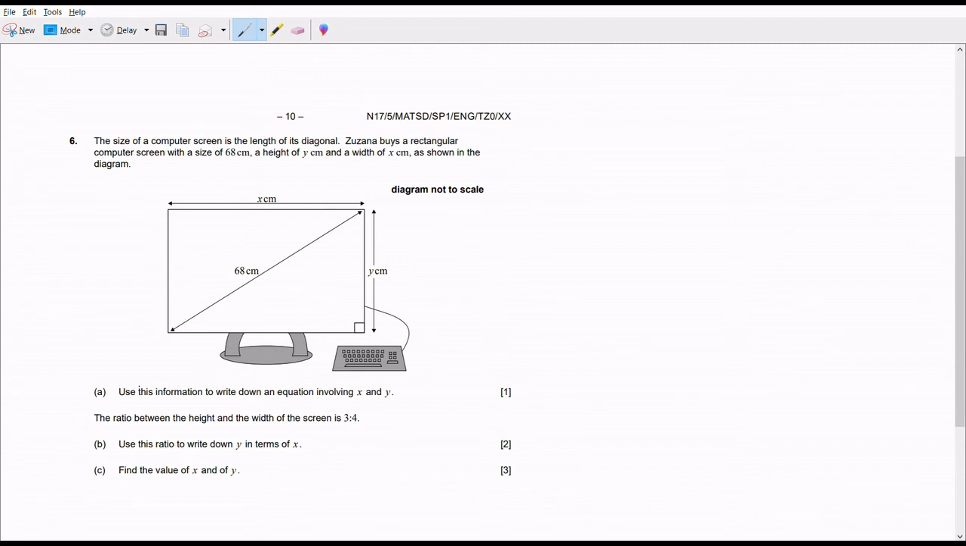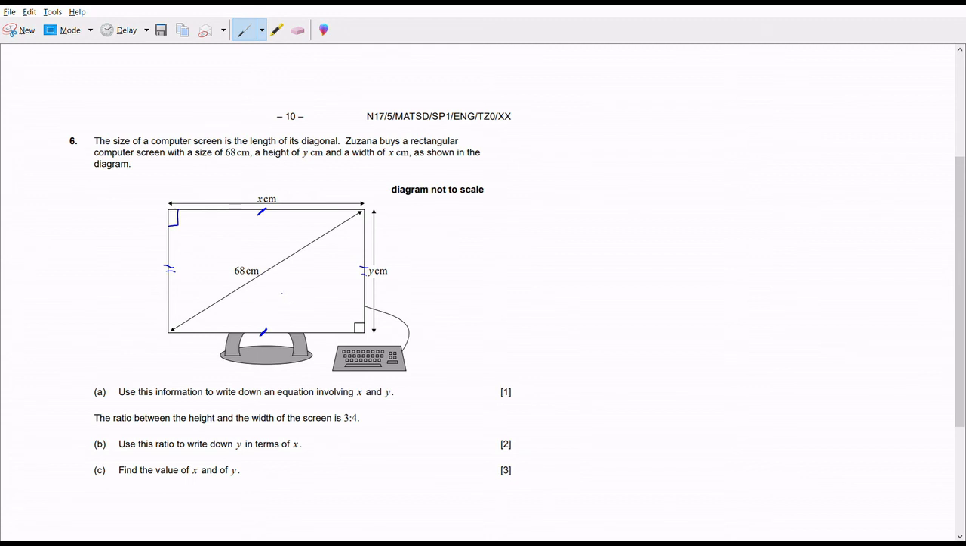So part A asks us to use this information to write down an equation involving x and y. So first things first, this line right here is equal to this line, and this line, the height, is equal to this line, okay? The reason I know that is because this is a rectangular computer screen, and this is a property of the rectangles, okay? Also, the right angle on the bottom right is the same as the right angle on the top left, okay?